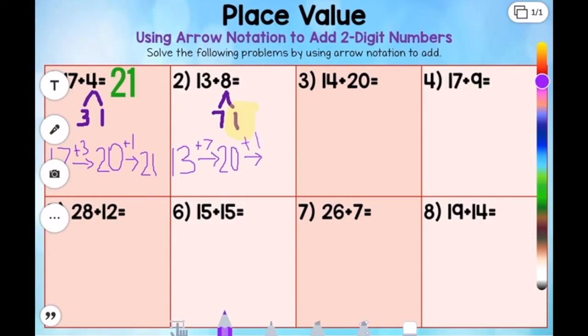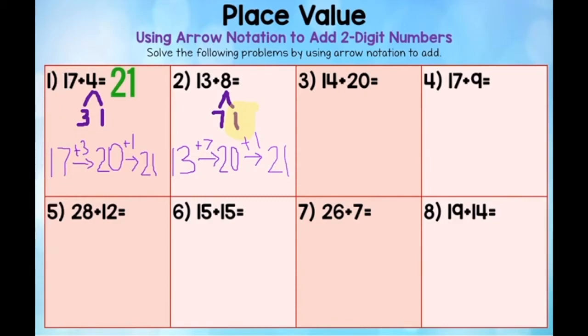And 20 plus 1, that's so easy to do in my head. That's just 21. Hey, wait a second. 21, that's the same answer as in number 1. So all I have to do is duplicate that answer and move it to after the equal sign in question 2. And there's that.